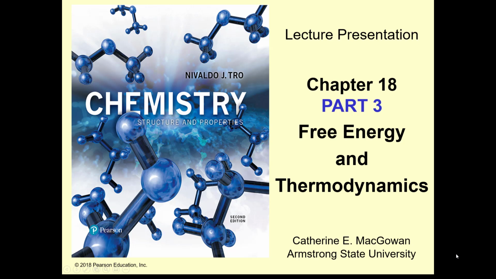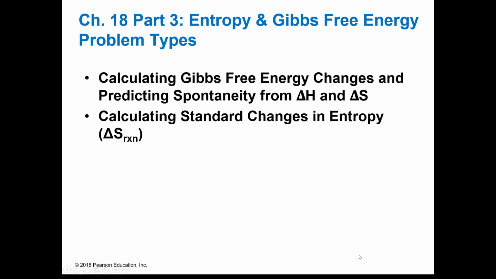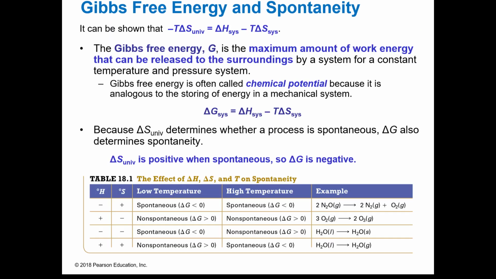Hello everyone, welcome back. This is part 3 of the thermodynamics series, and in this part we're going to be talking about Gibbs free energy for the first time. We're going to calculate Gibbs free energy, predicting spontaneity by using delta H and delta S that we've already covered, and then we're going to calculate standard changes in entropy.